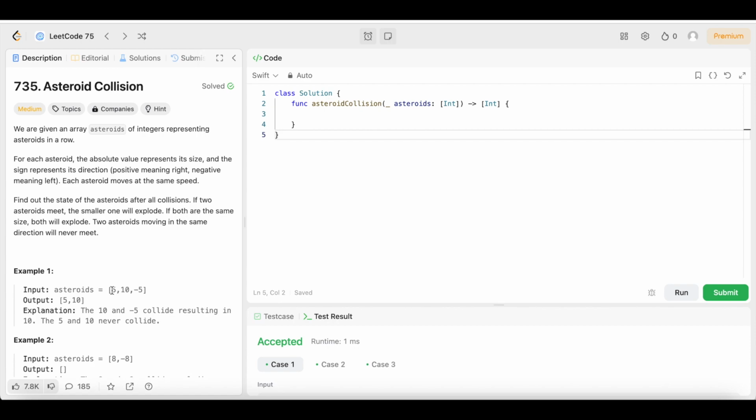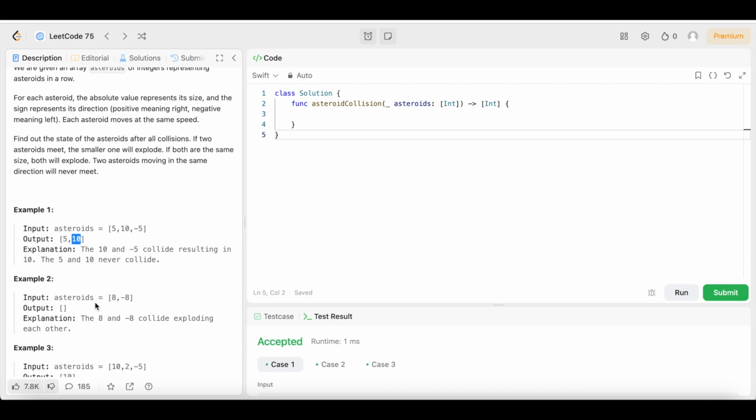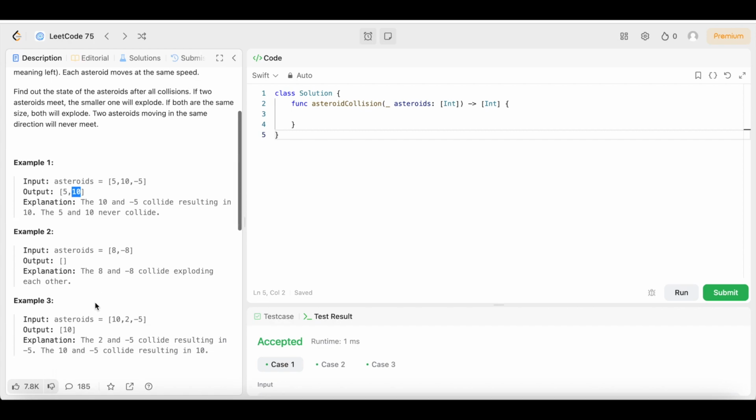And remember, 5 and 10 are both positive integers, so they're both moving to the right, meaning they'll never run into each other because they're moving in the same direction, which is why the output is 5 and 10. So if that was a little confusing, don't worry. We're going to look at example 2 as well so you guys can see.